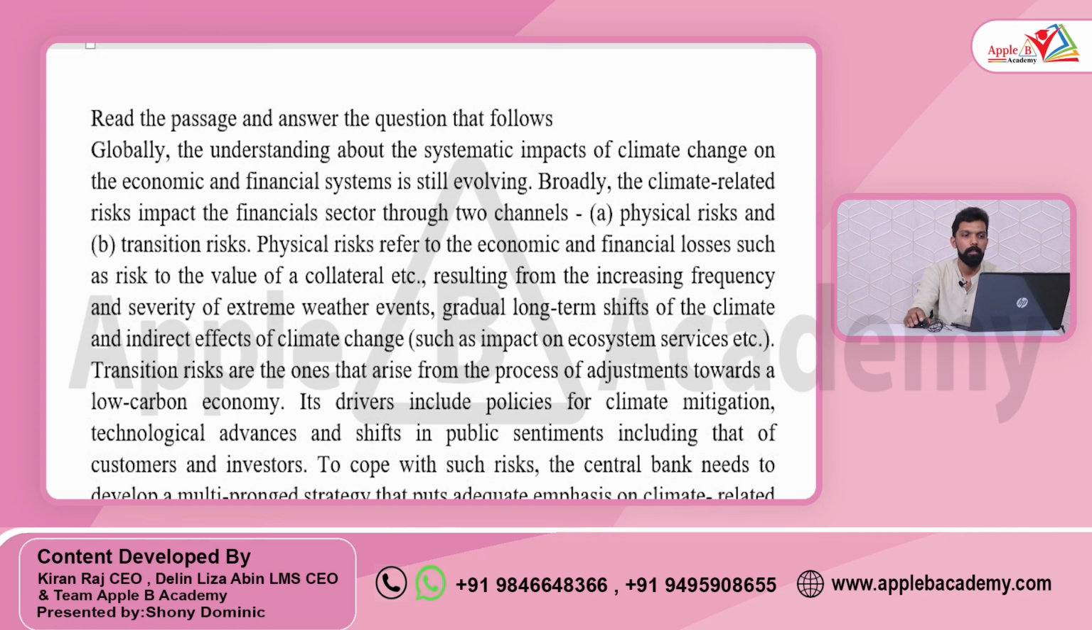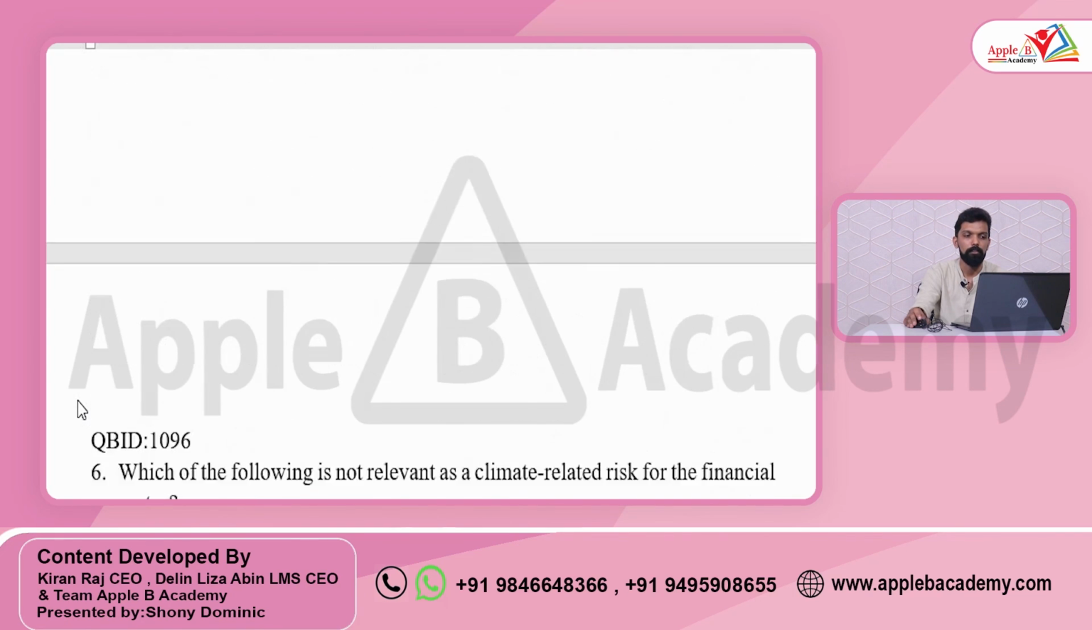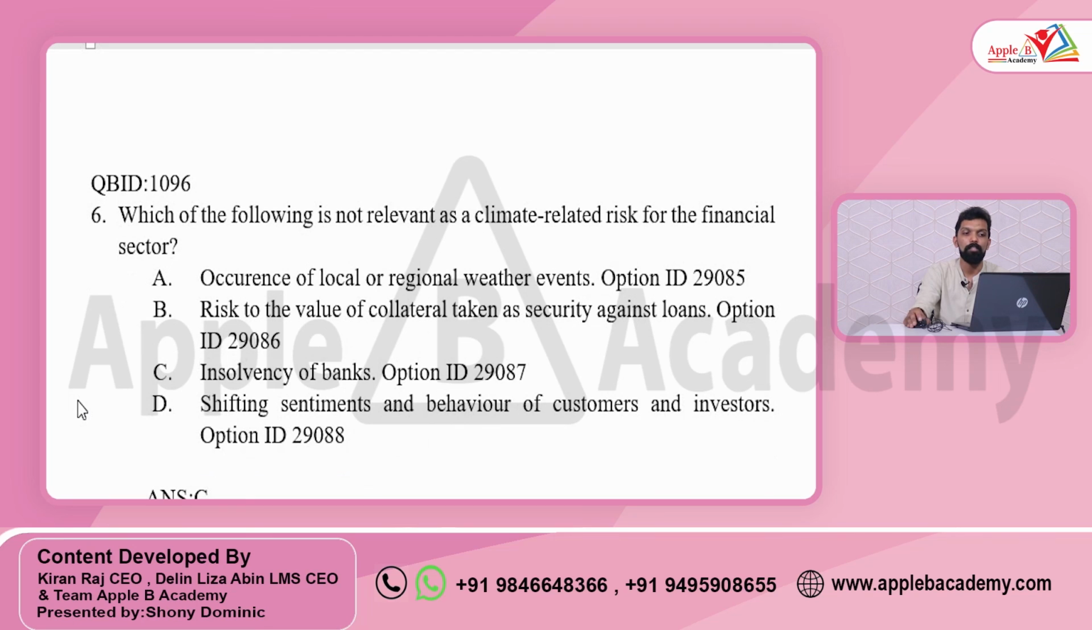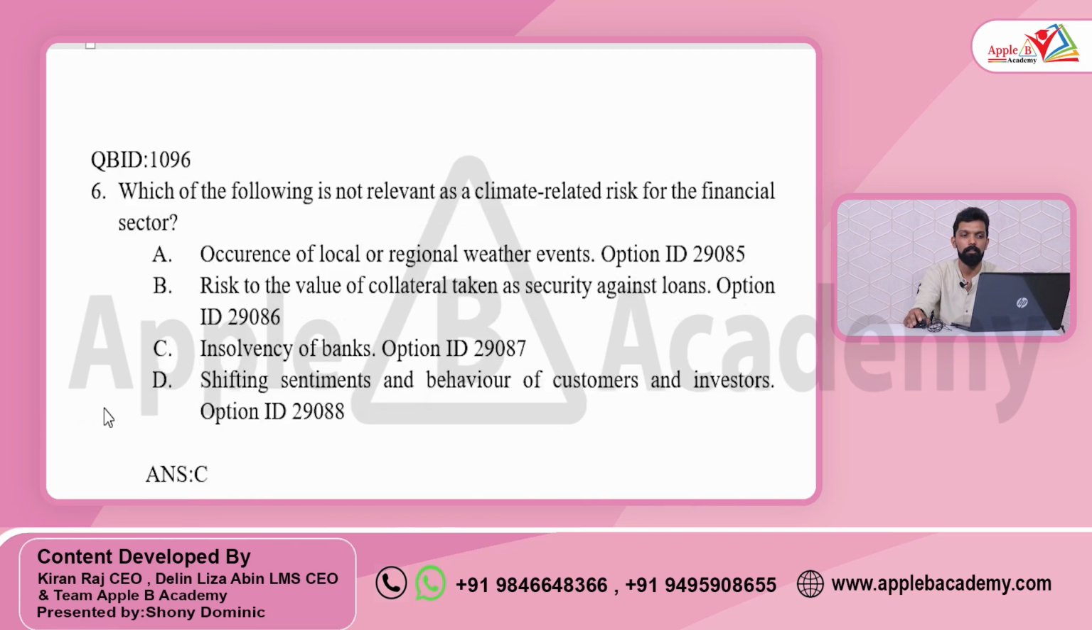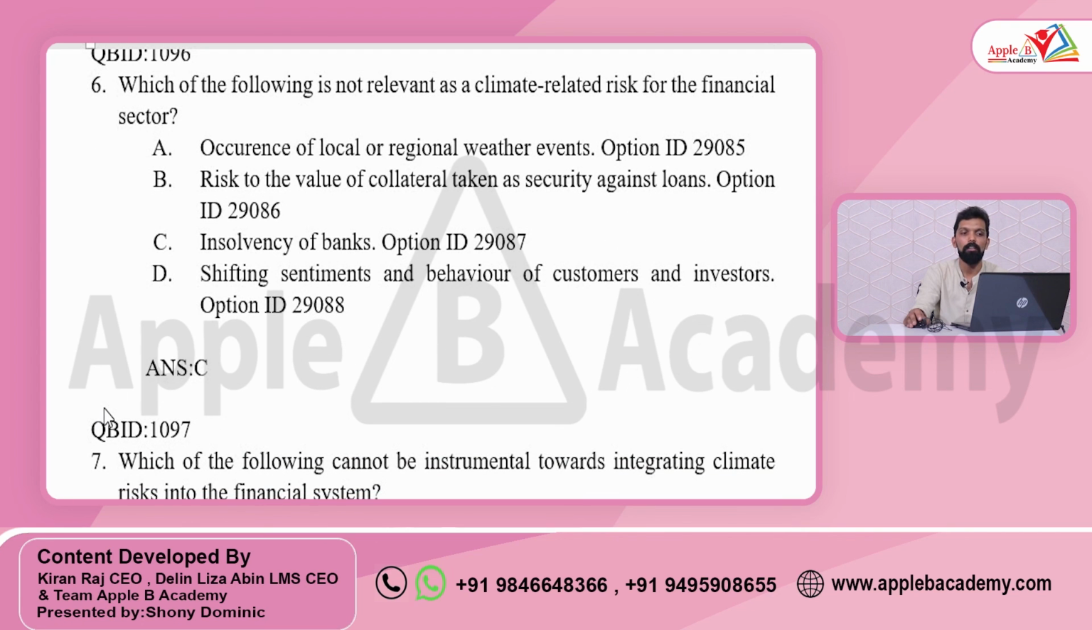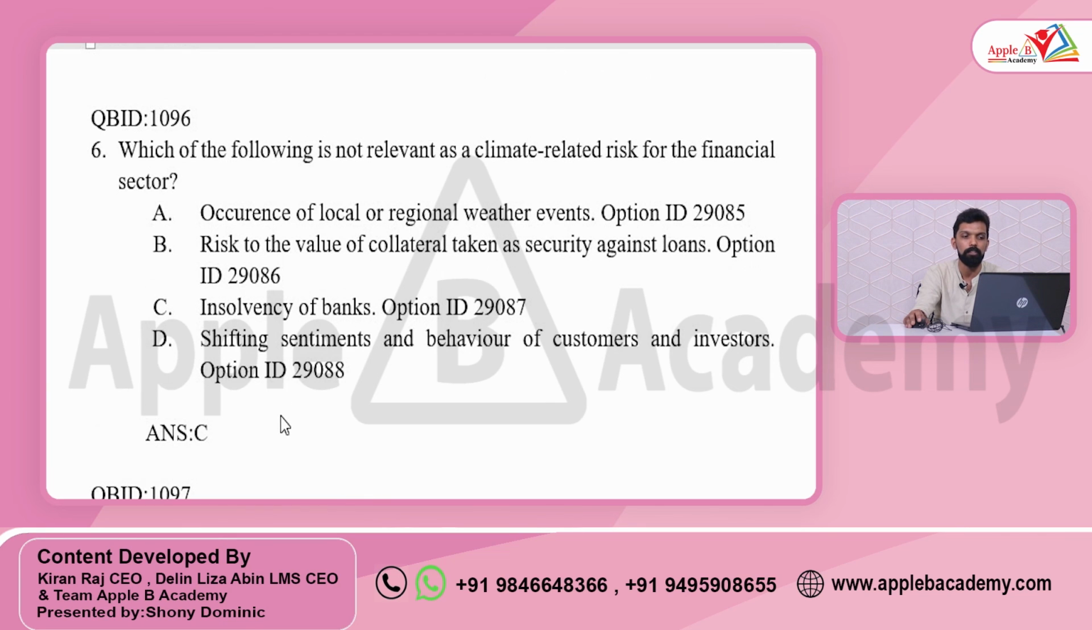Now we will be moving to the second paragraph. So you can carefully read the paragraph from the screen and I will just go to the questions and their right answers. So the first question, which of the following is not related as a climate risk related risk for the financial sector? Occurrence of local or regional weather events, risk to the value of collateral taken as security against loans, insolvency of bank, shifting sentiments and behavior of the customers and investors. So the right answer for this question is option C, which is insolvency of banks.